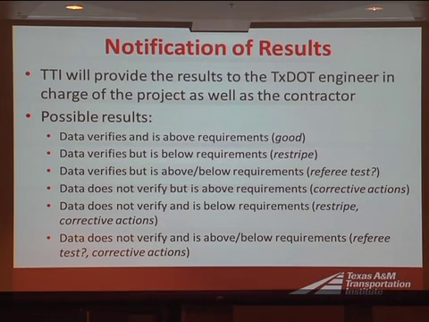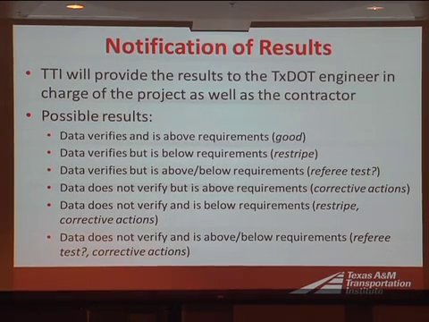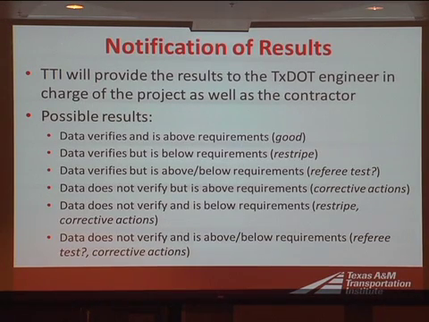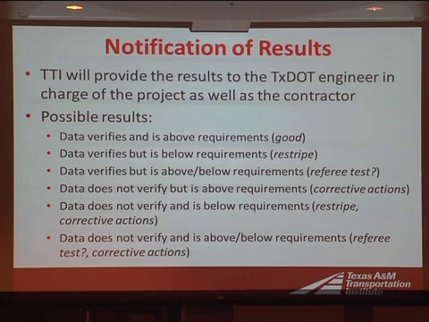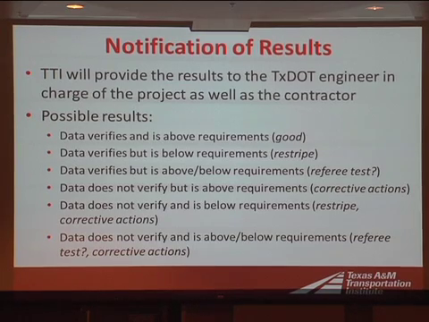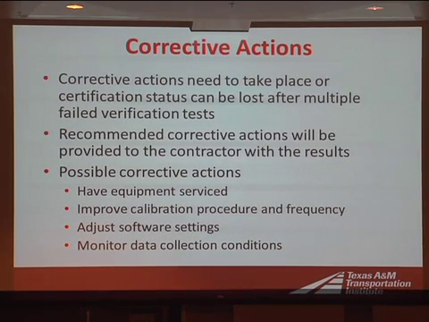When the data doesn't verify and it's below requirements, there'll need to be some corrective actions by the contractor and possibly restriping the roadway. And then really the biggest area where we see there may be issues is when the data doesn't verify, and either the contractor or TTI says it's above requirements and the other says it's below requirements. That's where I think the majority of this referee testing will come in, and corrective actions will also be needed. I'll talk about the corrective actions and the referee testing on these next two slides. So the corrective actions need to take place, or certification status can be lost after multiple failed verification tests.